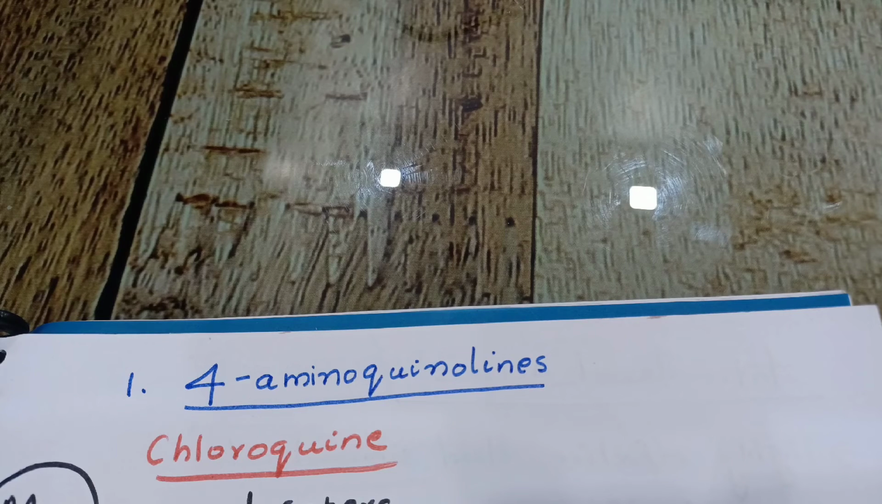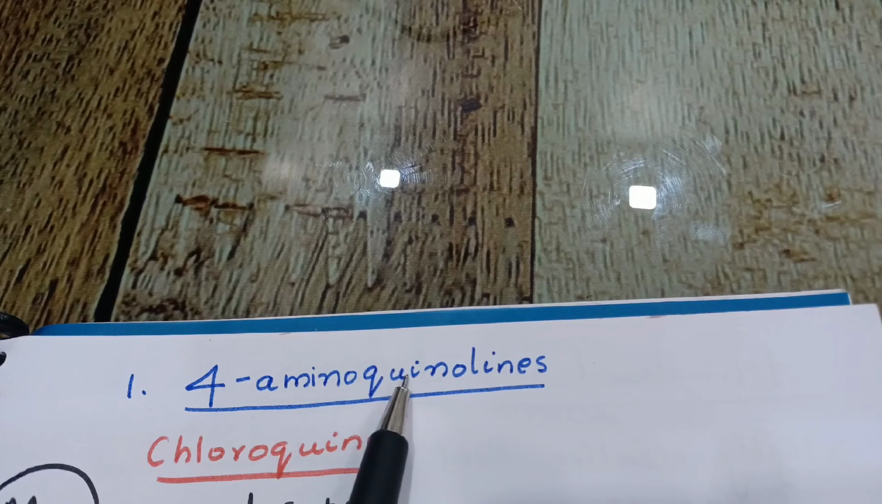First, let's see 4-aminoquinolines. That comes chloroquine. Chloroquine is very effective against P. vivax, P. ovale, P. malariae. It has been the primary drug in the treatment and prevention of malaria since 1940.